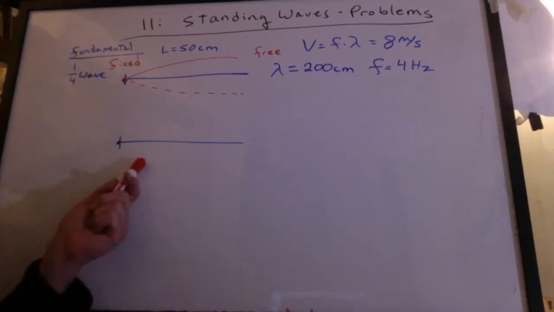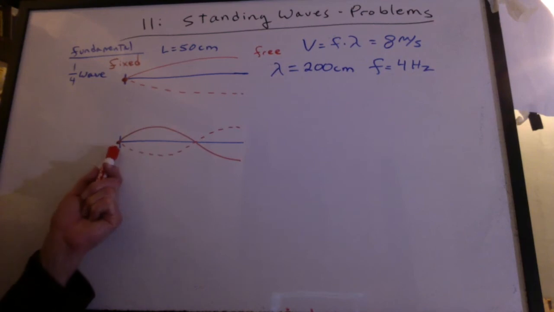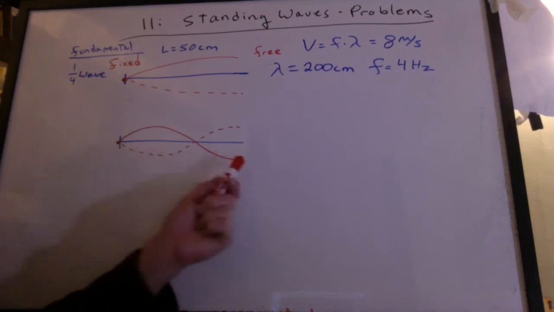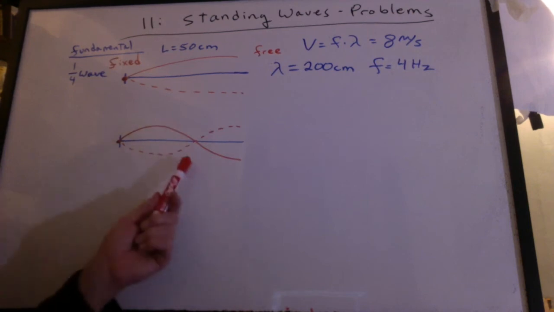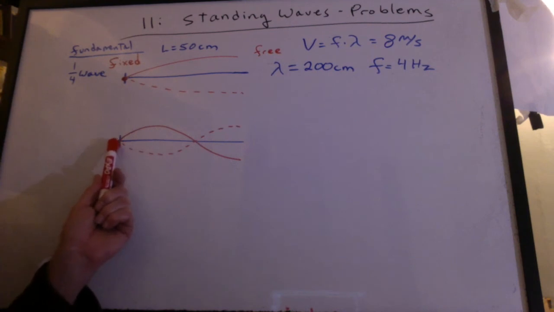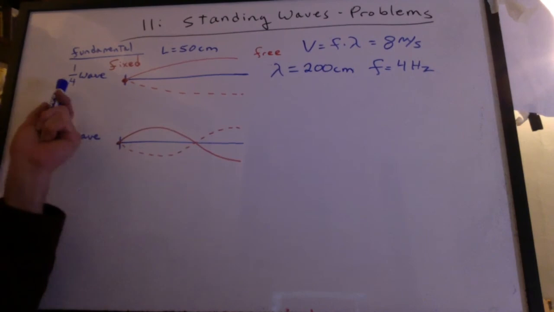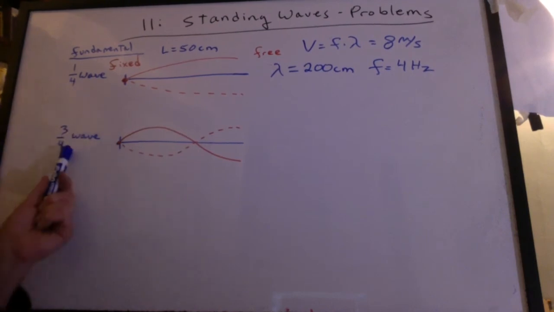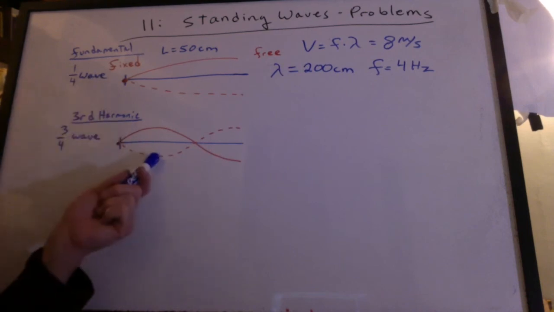What's the next mode of oscillation? Pause it, draw it first. Well, you're going to have a node on this end, and the other end has to be free. And the only way to add in more of a wave and still have that end free and this end fixed is to have 3/4 of a wave. So if a quarter is the fundamental, this must be the third harmonic because there's 3 of the fundamentals in this pattern.